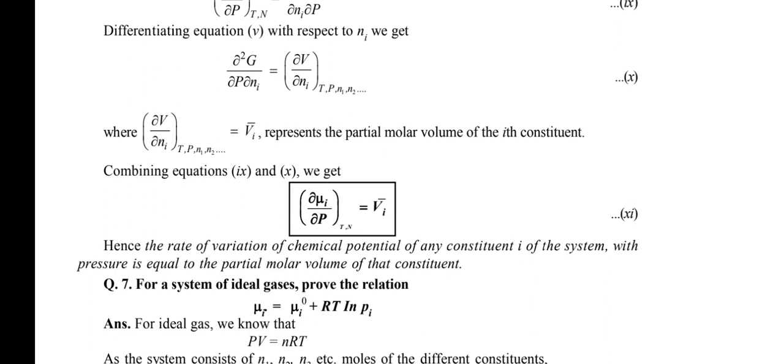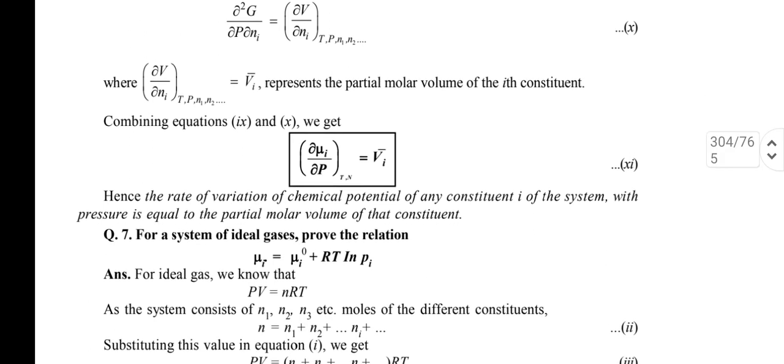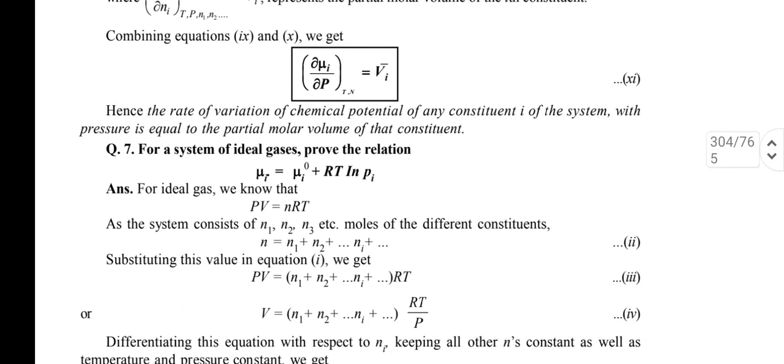For a system of ideal gas, prove the relation mu i equals mu i naught plus RT ln Pi. For an ideal gas, we know that PV equals nRT. As the system consists of n1, n2, n3, etc. moles of different constituents, n equals n1 plus n2 plus ni and so on. Substituting this value in the first equation, we get PV equals (n1 plus n2 plus ni) into RT, so V equals (n1 plus n2 plus ni) into RT by P.